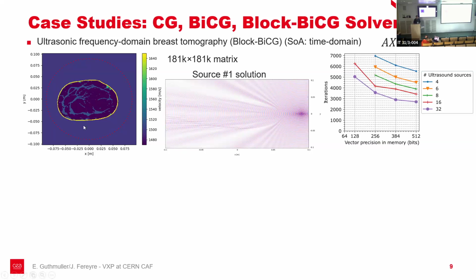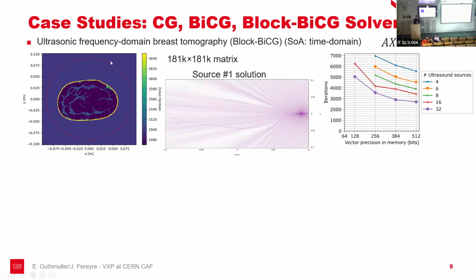Here you have an example, an ultrasonic frequency domain breast tomography. We are using block BiCG to solve this. It's a direct solution. The matrix is much bigger than the previous one. And here we show, for example, the solution for one of the sources. We put sources around the breast tissue.